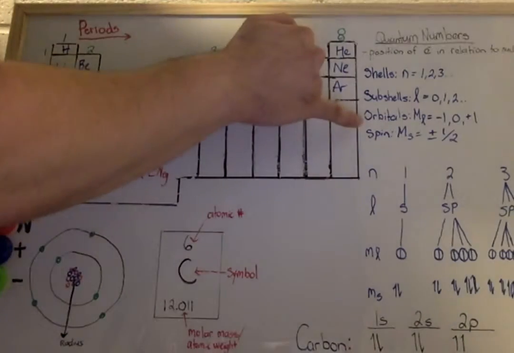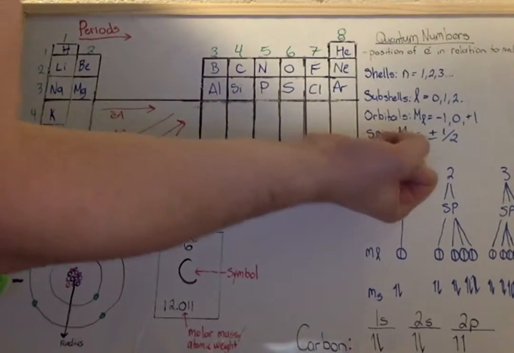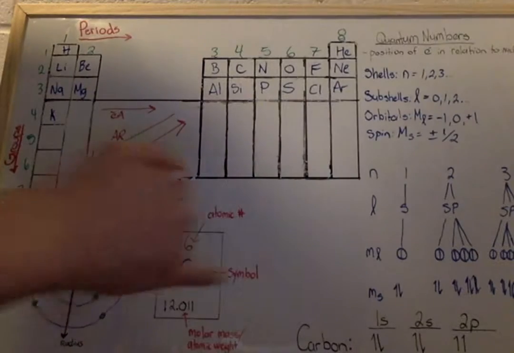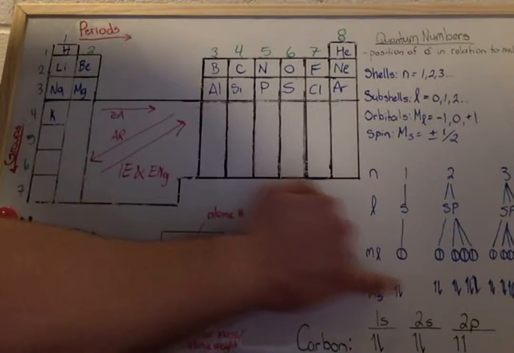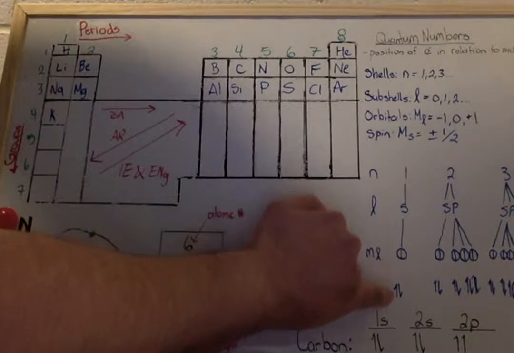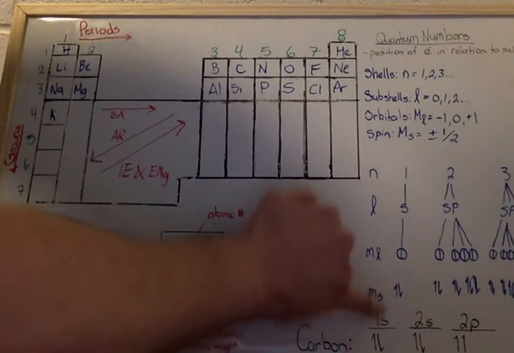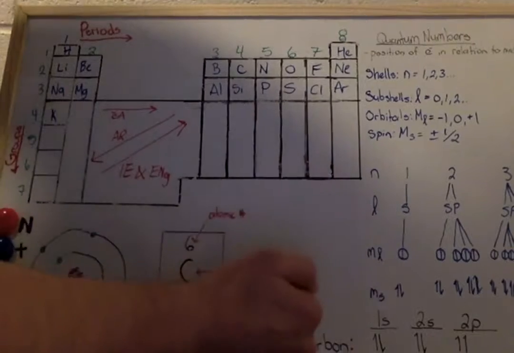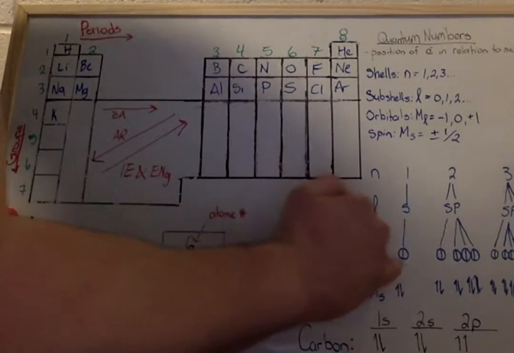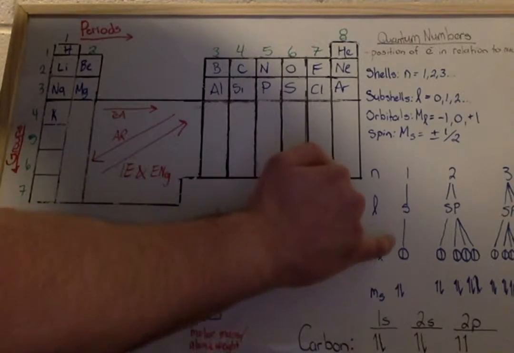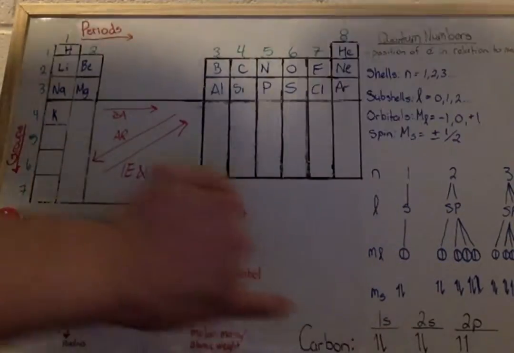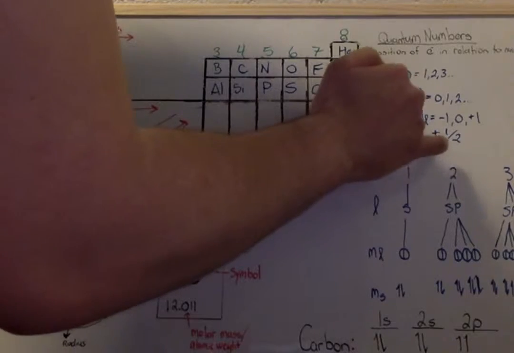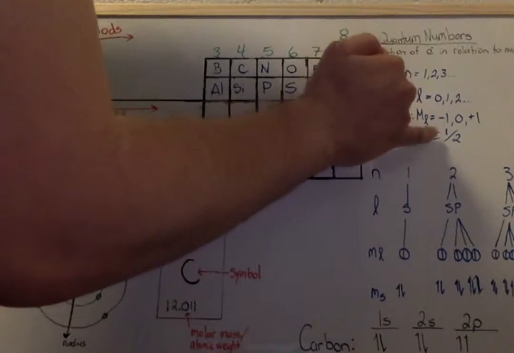Finally, we have spin, which is denoted by an M with a subscripted S. Now, each orbital can contain 2 electrons, shown in this fashion, one pointing upwards, one pointing downwards. This tells us that each electron within the orbital has one positive charge and one negative charge. Therefore, we always give our spin values a plus or minus 1/2.